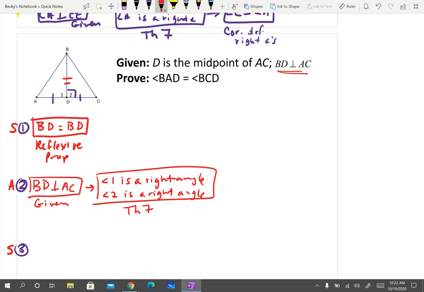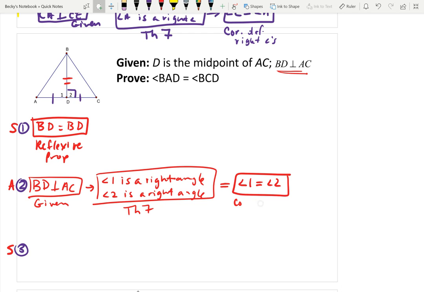Now I'm not finished because I don't show that they're equal yet. Now I'm going to say angle 1 is equal to angle 2 because the corollary to the definition of right angles says all right angles are equal. Corollary to definition of right angles. I think my pen's dying, guys. Oh, it's messy. I hope you can read that.